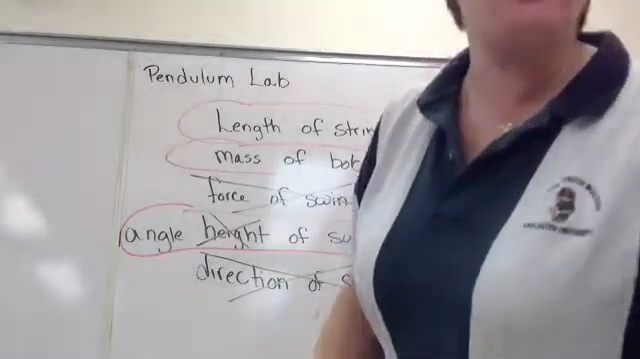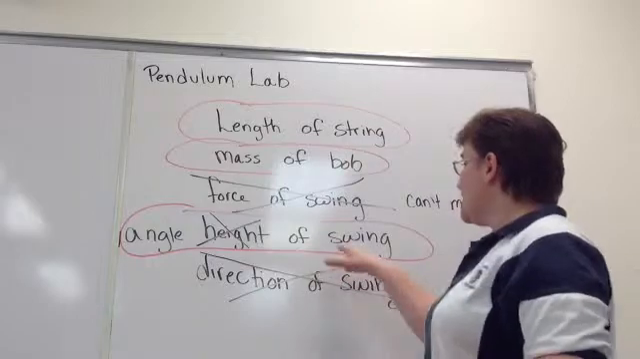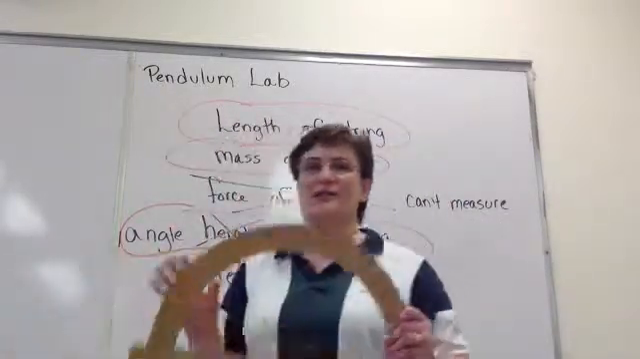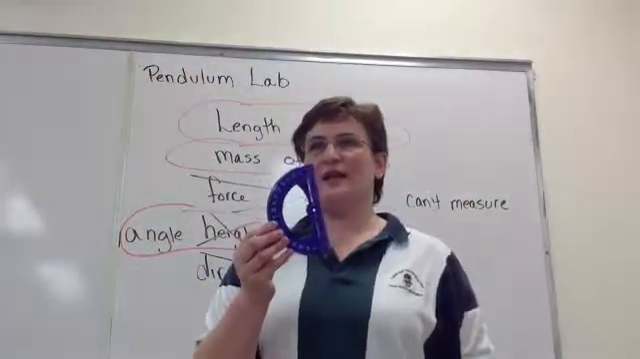Now remember, these were the bobs. This is the bob. Angle of the swing. Easier to measure the angle of the swing with a protractor. And obviously you're not going to have a giant protractor like this. You'll be using protractors like this.